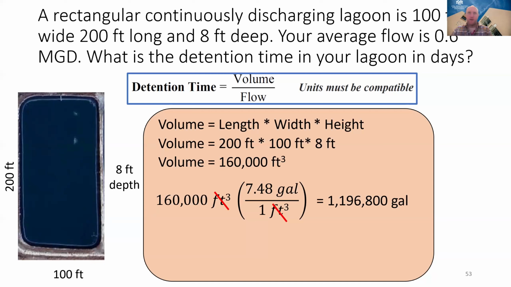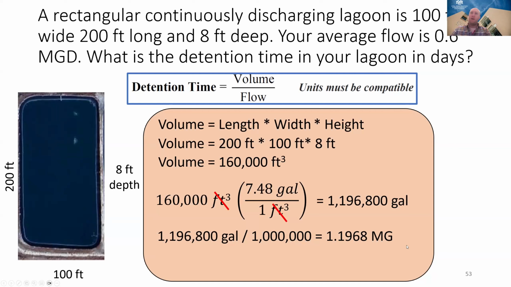So we're going to use another conversion factor. And that conversion factor is just a million. So we're just going to move the decimal place 6 places because we have 6 zeros. And so if you want to do this on your calculator, you would plug in 1,196,800 divided by 1 million. And so then we're going to end up with 1.1968 million gallons. Okay, so there is our volume.